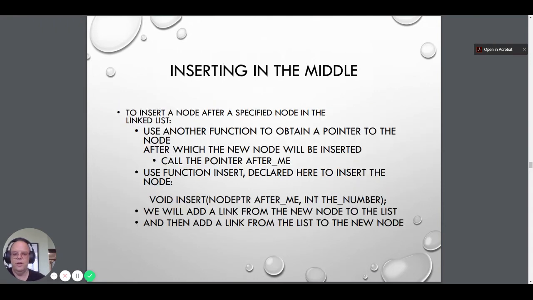So to insert a node after a specified node, we use a function to obtain a pointer to the node that we want to insert after, and we call the new node that will be inserted, and we call the pointer after me. Use the function insert to insert the node, so it needs the one that's inserting after and what it's going to insert. We'll add a link to the new node to the list, and then add a link from the list to the new node. So we're going to update a couple of links in this one.